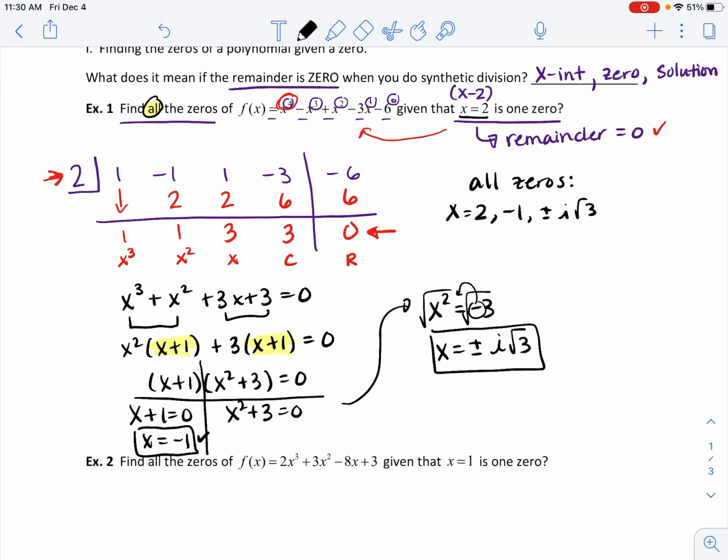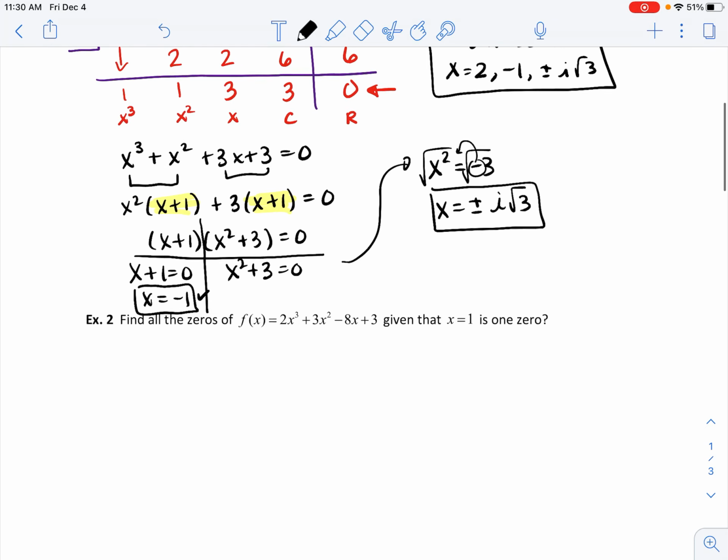And look, there should be 4, right? The degree of my polynomial was 4, so there are 4 solutions. Isn't that kind of cool? And you guys might be wondering, what would we do if we didn't know that x equals 2 was a 0? We're going to get to that. It's called the rational roots test. It's kind of cool.